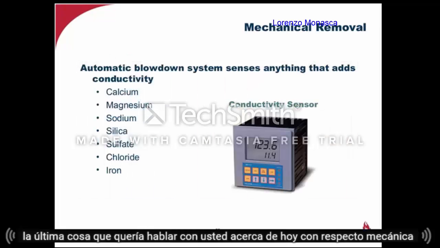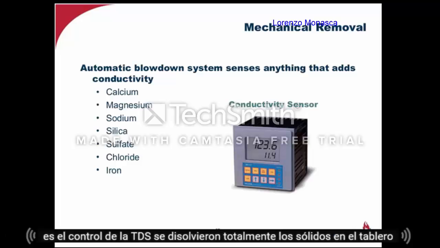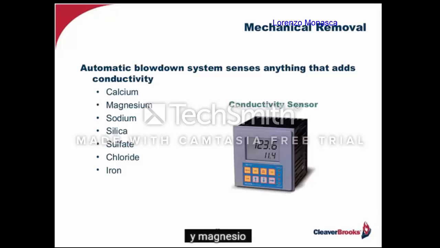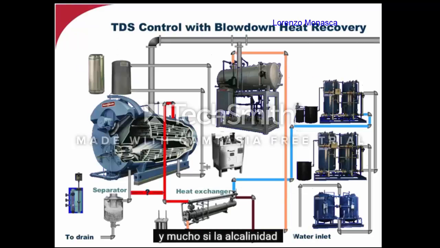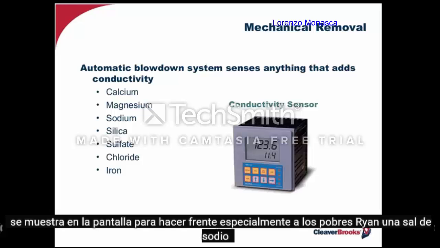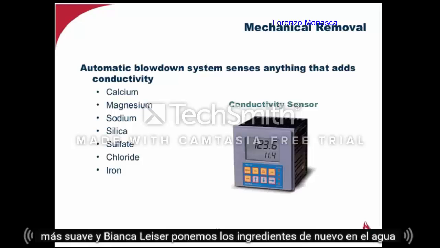The last thing that I wanted to talk to you about today regarding mechanical removal of dissolved minerals and the gases is controlling the TDS, or total dissolved solids, in the boiler. Now remember, we have already removed most of the dissolved minerals of calcium and magnesium with the water softener and much of the alkalinity with the deaerator, but we still may have all or some of the dissolved minerals shown on the screen to deal with, especially the chloride and the sodium, because as we regenerated the softener and the dealkalizer, we put those ingredients back into the feed water.